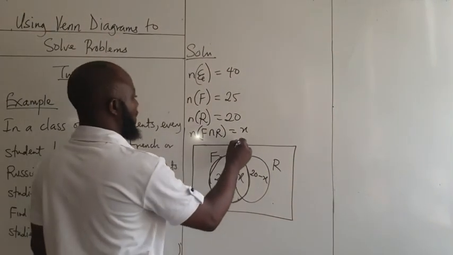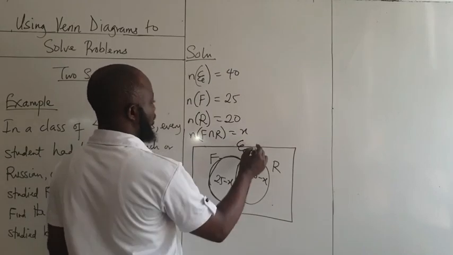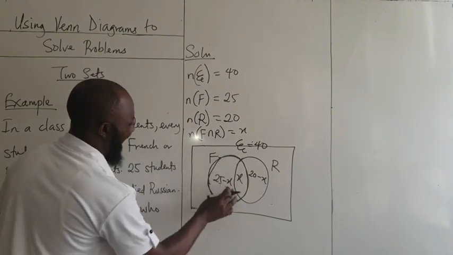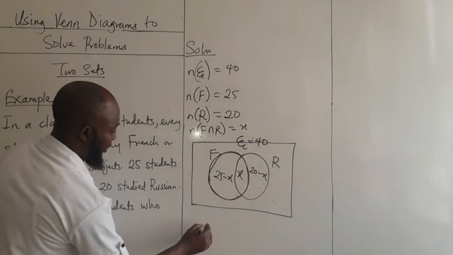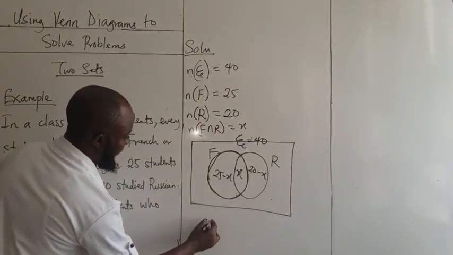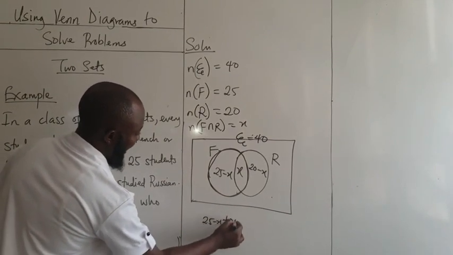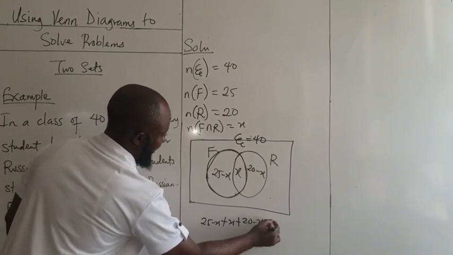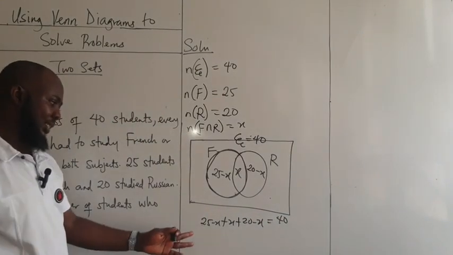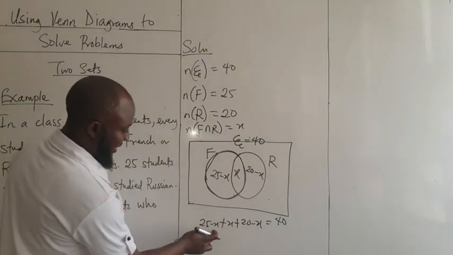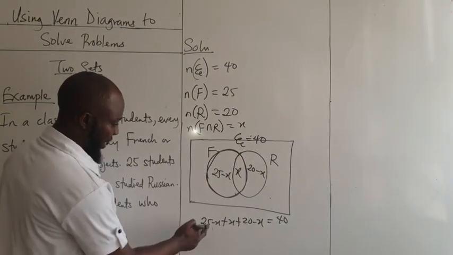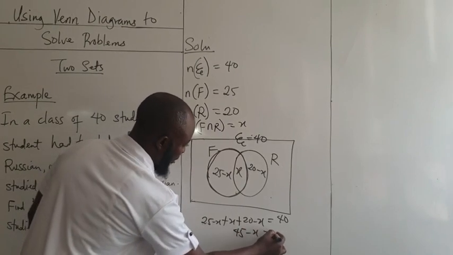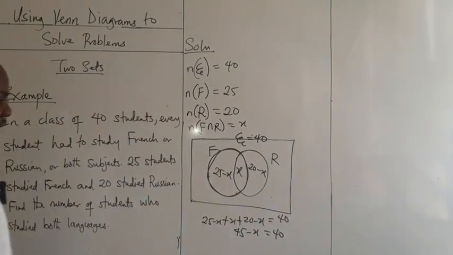Now, since the universal set here is 40, that means the addition of everything here is 40. That means we're going to have 25 minus X plus X, plus 20 minus X, equals 40. So let's see what we're going to have. Minus X plus X will give us 0. 25 plus 20 will give us 45, minus X equals 40. I hope I'm making sense.